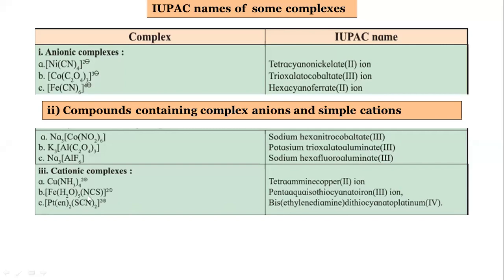di. Now see the difference between example B and example C. In this one, no number is written here, but in this one the number 2 is written, meaning 2 thiocyanato ligands are there. So that's why it is written here as dithiocyanato, and the name of the metal is platinum, and 4. This 4 indicates the oxidation number of the metal. The oxidation number of the metal is 4. Remember.